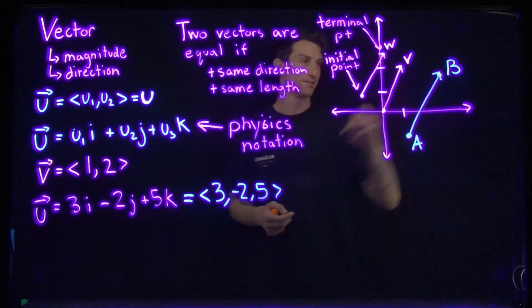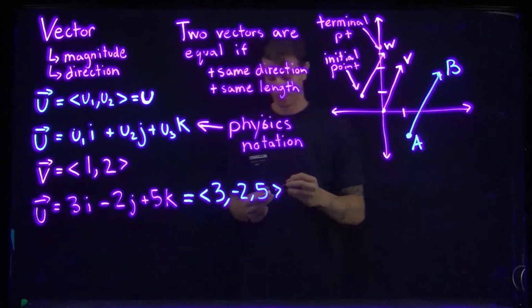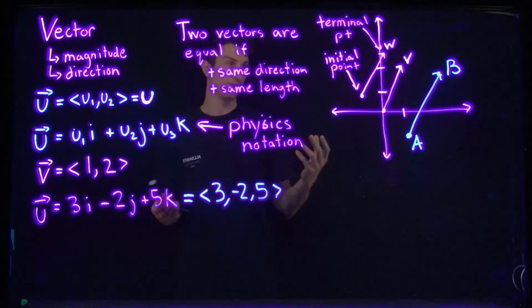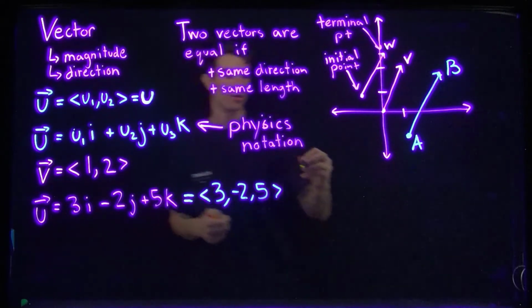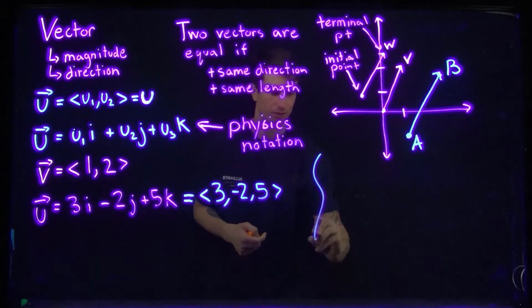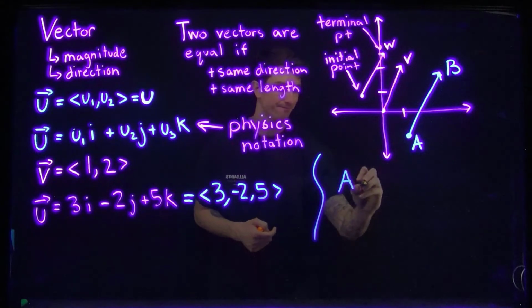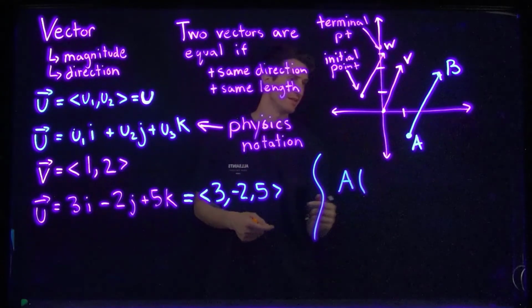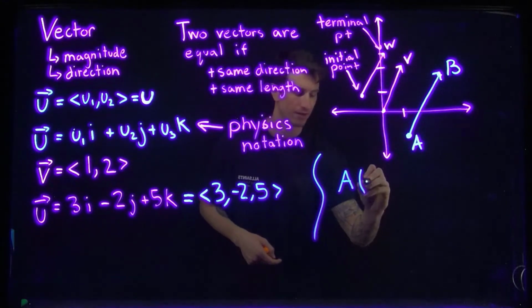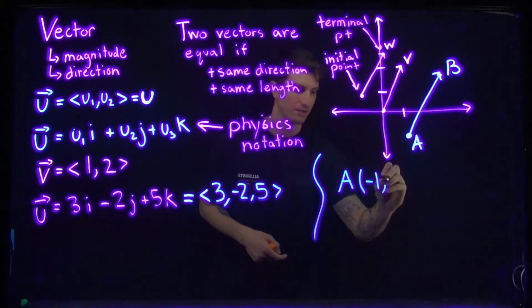Well, in this case, not too difficult, so I'll give you 2 points. Let's say I give you point A, I'll draw a little line here. Say I give you point A, and what would this be? This would be somewhere around, let's do -1, comma, -1.